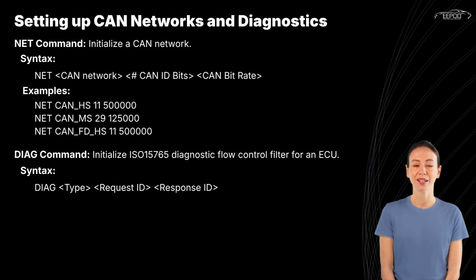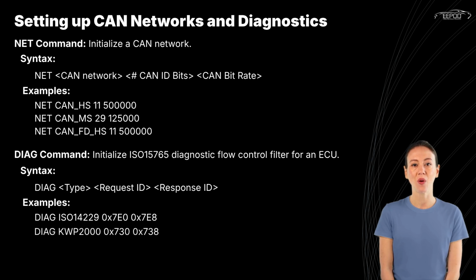Request ID is the CAN ID you send messages to. Response ID is the CAN ID the ECU responds back on. Check out the example. Set up diagnostics filter for PCM module Diag, followed by ISO 14229, followed by request ID hex 7E0 and response ID hex 7E8. In the next example, we are setting a diagnostic filter for body module using the protocol type KWP 2000.